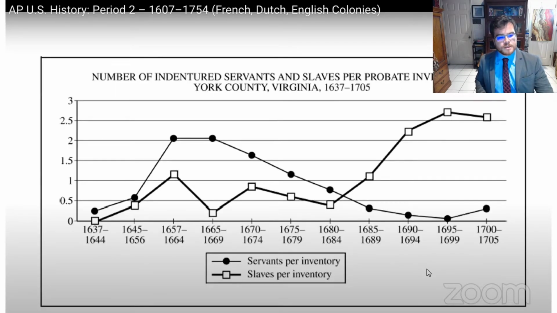Okay. Let's take a look at the first document, number of indentured servants and slaves per probate inventory, York County, Virginia, 1637 to 1705. So we have two plots, indentured servants versus slaves, okay? And we have to look at the data, we have to look at the timeline and see, okay, when does one start to decrease and when does one start to increase? And I'll give you a hint. Think of Bacon's Rebellion.